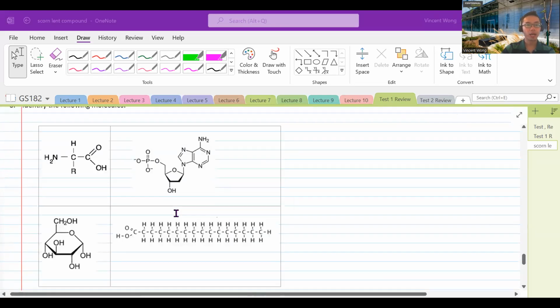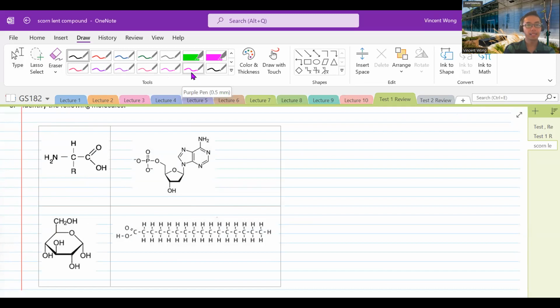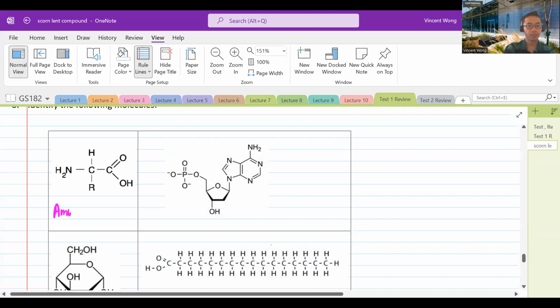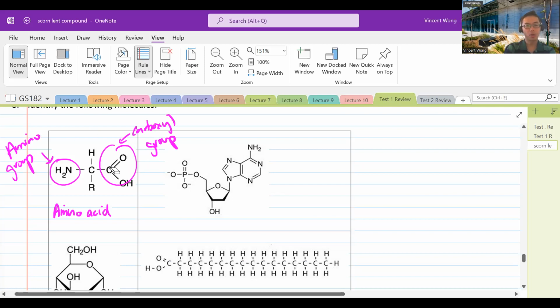Okay, over here, identify the molecules. What is this one? This first one right here. If you recall, that is the amino acid, right? Amino acid. Okay, and the amino acid has an amino group, and there is the carboxyl group. So when you connect the carboxyl group of one amino acid with the amino group of the other, you get a peptide bond. Right?